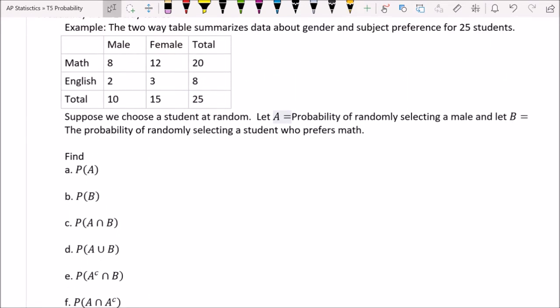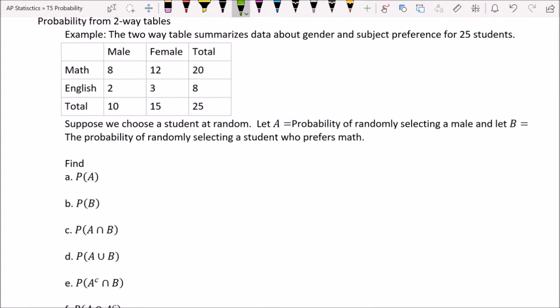All right, probability of A. That would be the probability of selecting a male at random. So all I'm going to do is look at how many people in the set identified as male, and it looks like there are 10 people who identify as male out of 25, and I can simplify that down to 2/5. So that is the probability of randomly selecting a student, or excuse me, randomly selecting a male. Notice I'm leaving that as a fraction. I don't need it to be a decimal, and it didn't ask for a percentage. It asked for a probability.